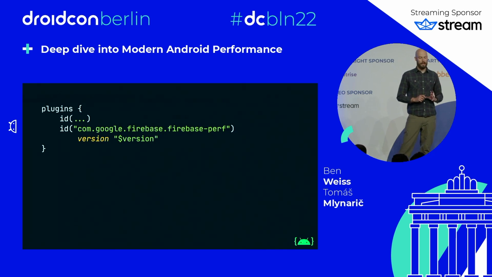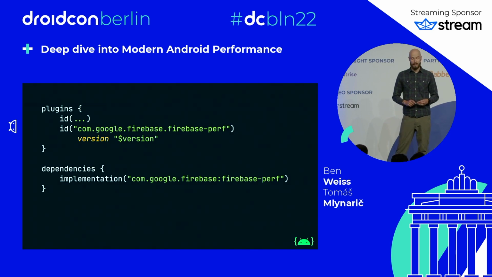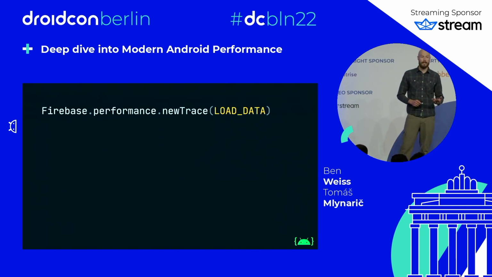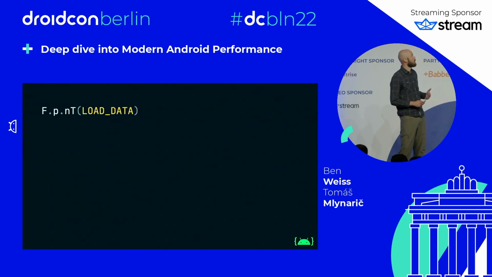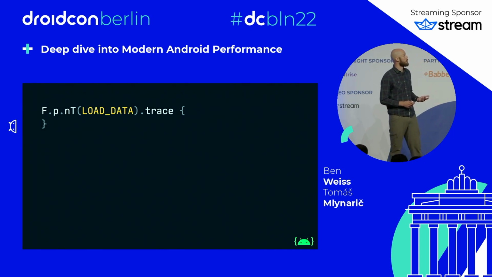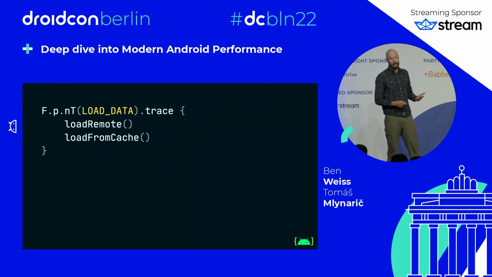So if you want to go deeper and get more specific data, you can use the Firebase Performance dependency within your application to start tracing what you're doing. Similar to the tracing that Thomas introduced, you have a new trace, and you run code in there. All the code that is run in there is traced, tracked, and sent to Firebase Performance Monitoring afterwards.